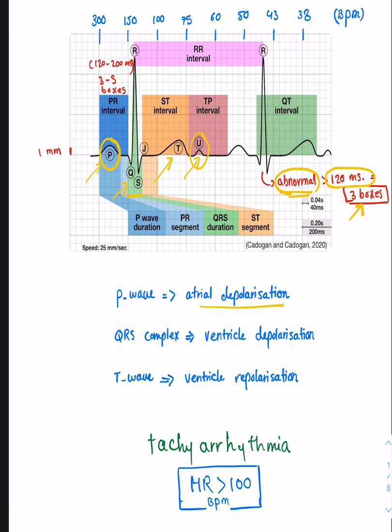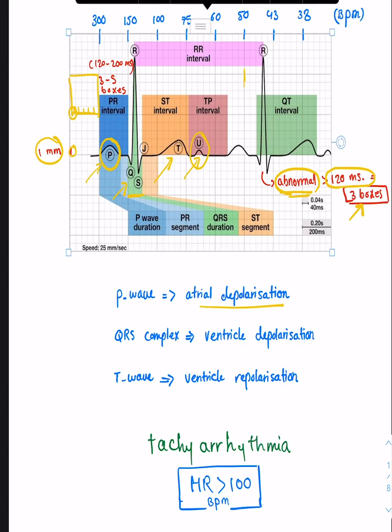You have these large boxes, right? Each large box has 5 small boxes inside of it, and each small box is 1 millimeter. A very quick way to look at the heart rate is to look at these large boxes. What you do is you try to find a QRS that overlaps with one of these large boxes. So if we look at this one, for example, it's close to one of these large boxes, right?